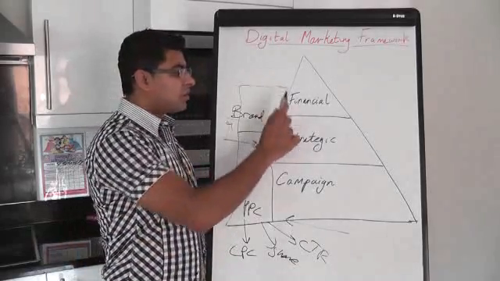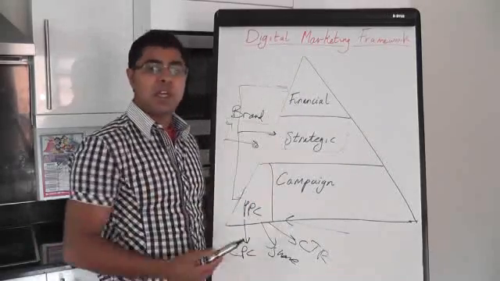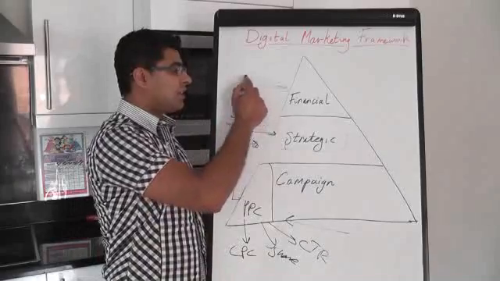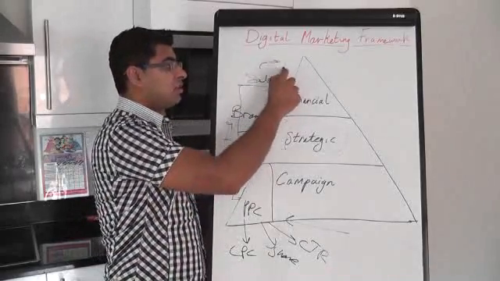Then you go to the financial level. Now, the best thing with PPC is that it's measurable right from the start all the way through to the end. So in this case, you'll be looking at things such as sales, and then you'll be looking at ROI.